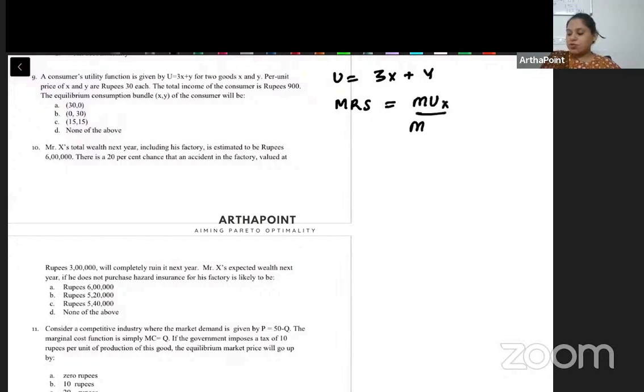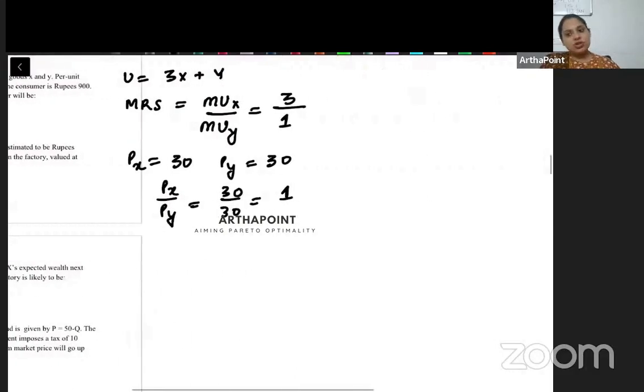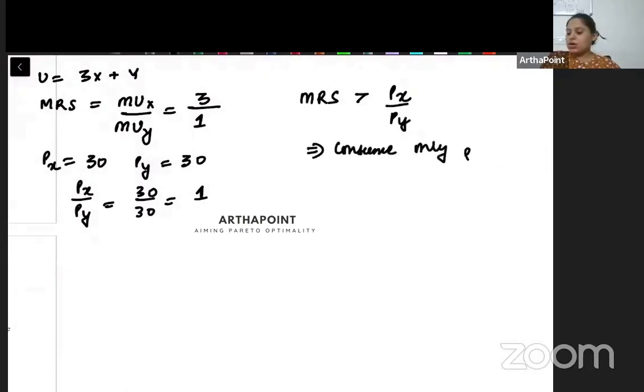MUX by MUY. If I differentiate with respect to x and y, the price of good x is 30 and the price of good y is also 30. So what will be px by py? 30 by 30, which will be 1. These are substitute goods. So we know that if MRS is greater than px by py, you consume only good x.